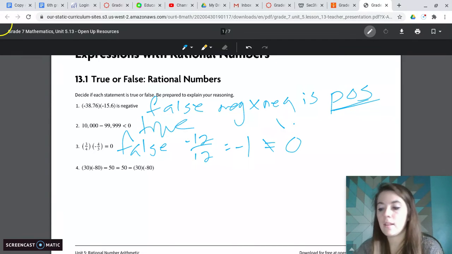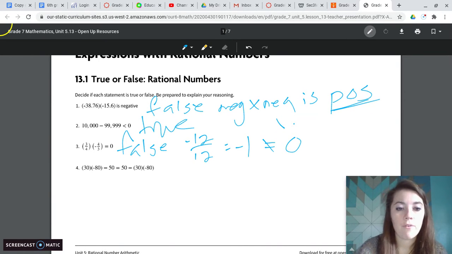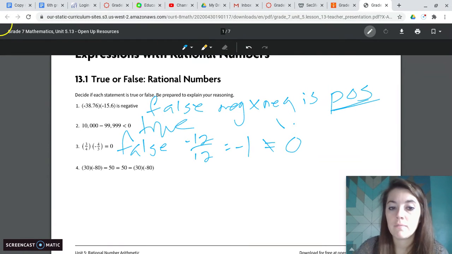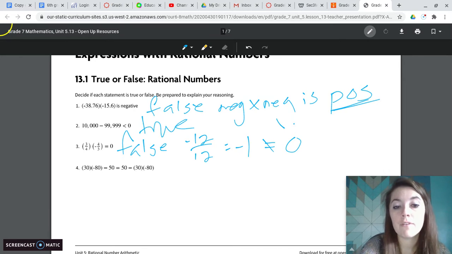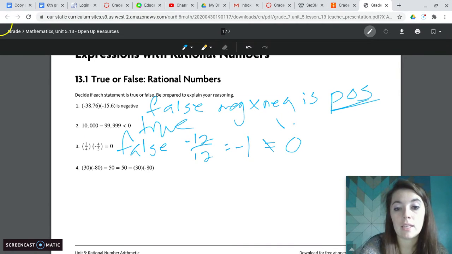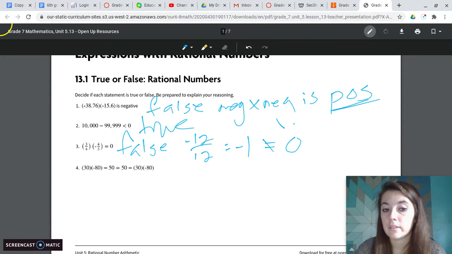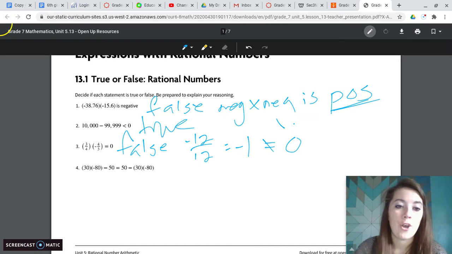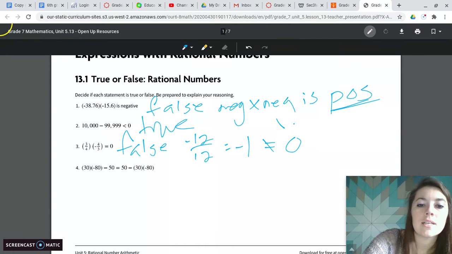All right, and the last one, we have 30 times negative 80 minus 50. Now, does that equal 50 minus 30 times negative 80? What do we think? Can we switch around the order in a subtraction problem? Nope. So this is false.